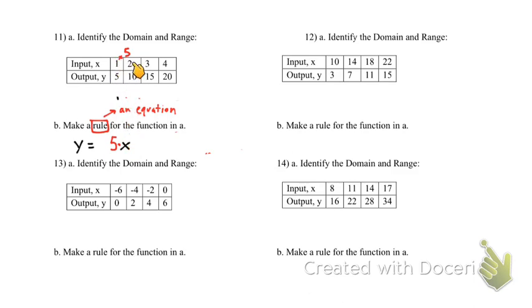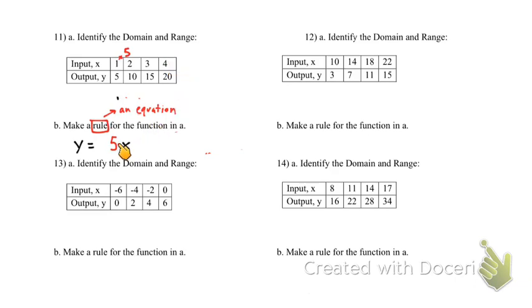Now I'm going to check, does it work for the second set? So I'm going to plug in 2 for x. 5 times 2 is 10. Is that what I should have gotten for my output? And the answer is yes. It works for my second input-output combination. Now I'm going to plug in 3 in for x. 5 times 3 is 15. Is that what I needed? Bingo. I needed 15.